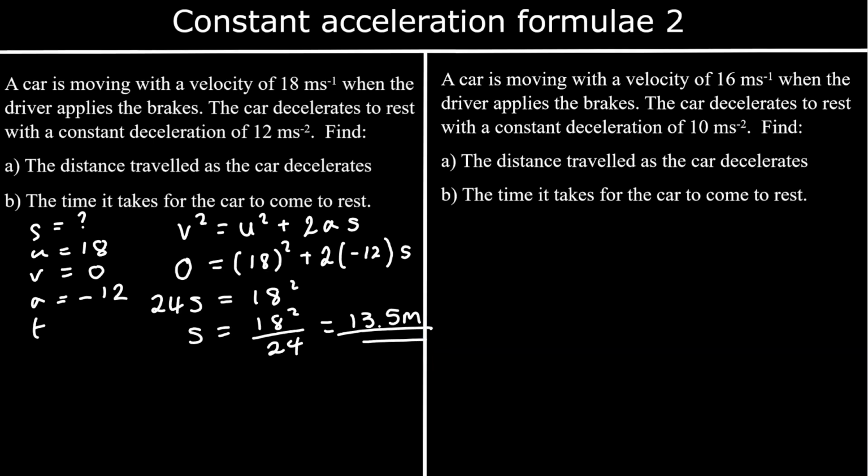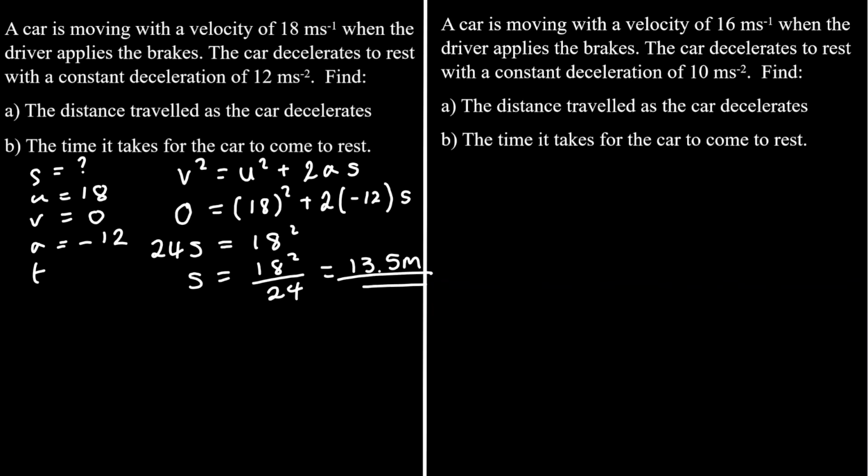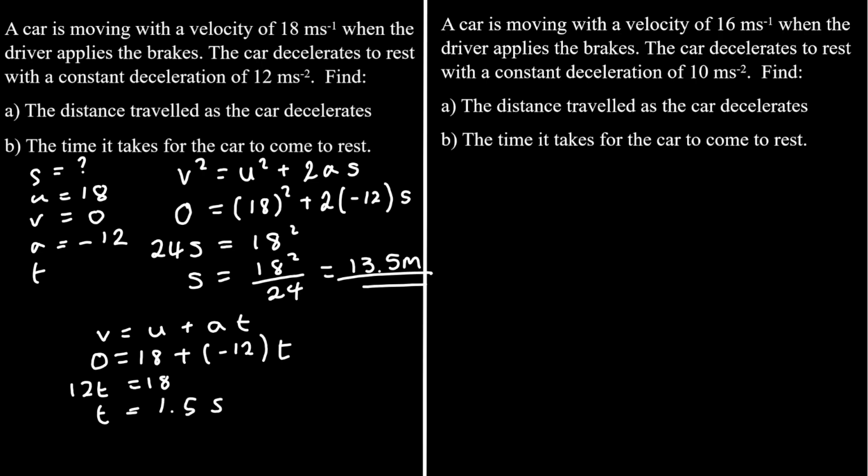What's the time taken for the car to come to rest? So again, now we know all the information. We can use any of the other formulas. I'll do v equals u plus at again. So 0 equals 18 plus negative 12 times t. So 12t is equal to 18. t is 18 over 12, which is 1.5 seconds.